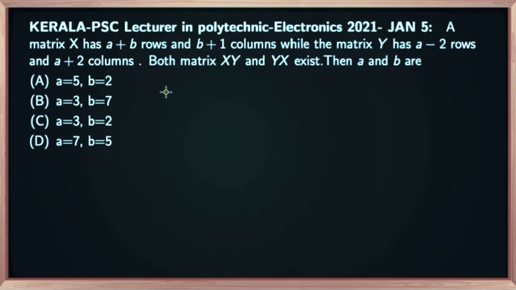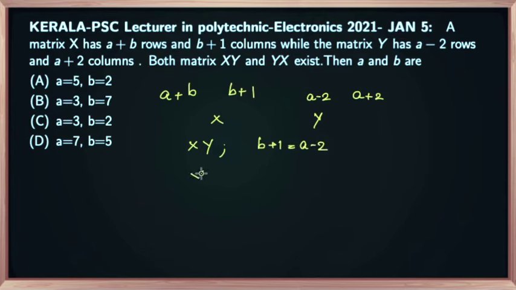Here we have A plus B rows and B plus 1 columns in the first matrix, that is matrix X. For matrix Y, we have A minus 2 rows and A plus 2 columns. Now we know that if matrix X into Y exists, the number of columns in X and the number of rows in Y must be the same, which means B plus 1 equals A minus 2.